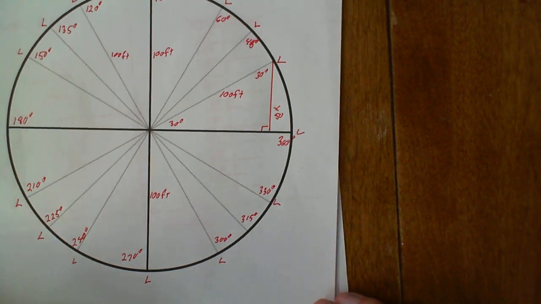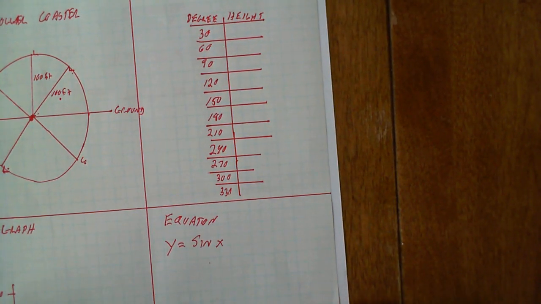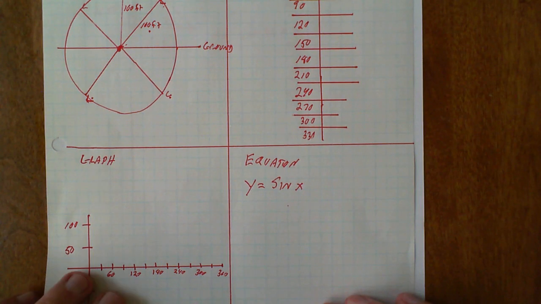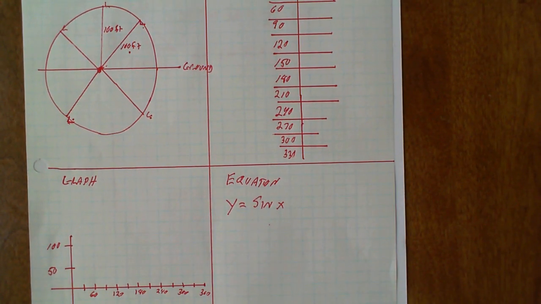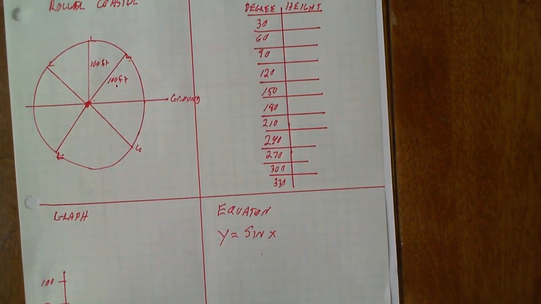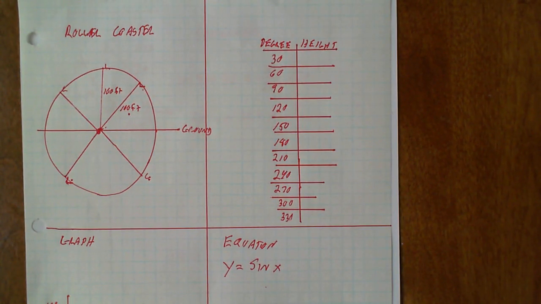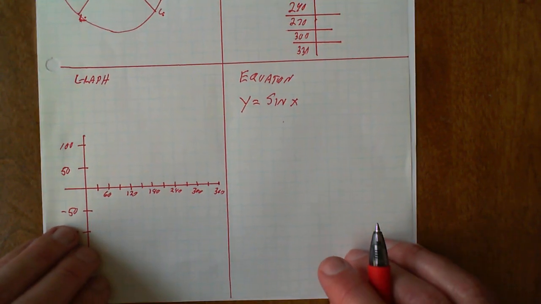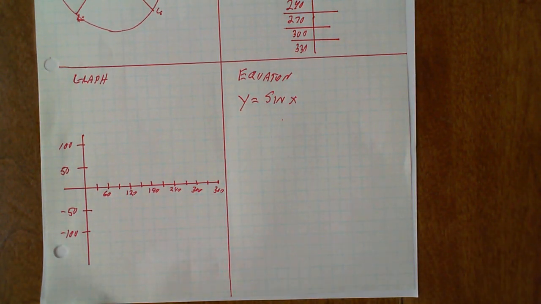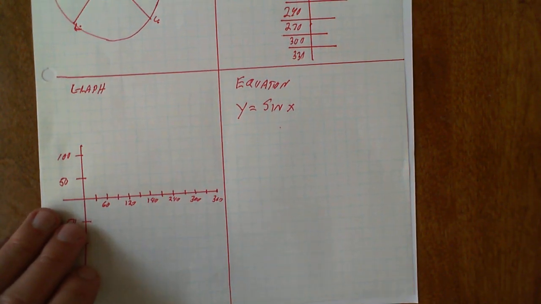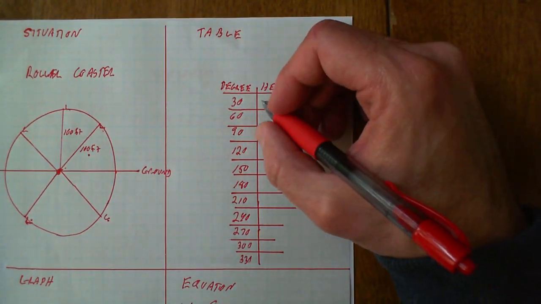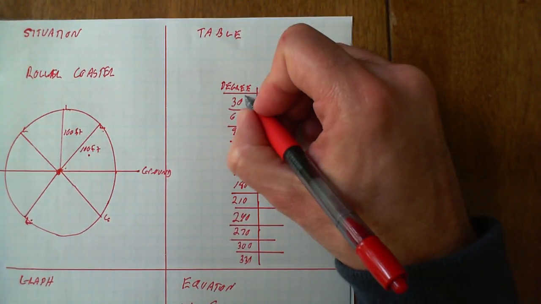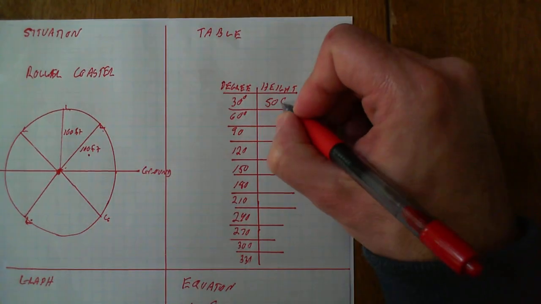Let's put that in our table. Go ahead and copy this. I want you to make sure you copy this whole thing down, pause, and copy my form down there. Here, look, I'll hold it here so you can pause and copy that section. There's my situation in my table. Now pause and copy my graph and my equation. Okay, pause and copy that. So here we go. At 30 degrees, I have a height of 50 feet.